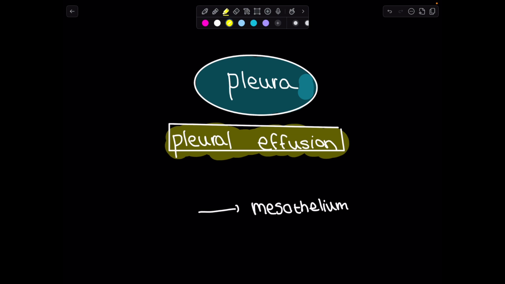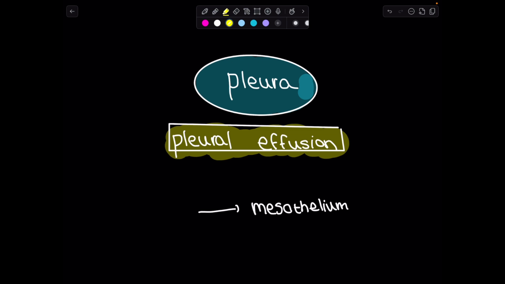Causes. Pleural effusion happens when excess fluid collects in the pleural space due to transudates from pressure imbalances, e.g., heart failure, kidney disease. Exudates from inflammation or damage, e.g., pneumonia, cancer, tuberculosis, or other issues like trauma or pulmonary embolism.